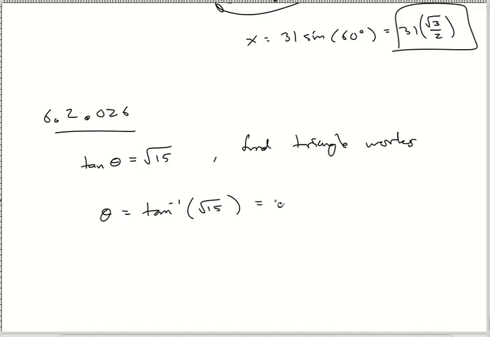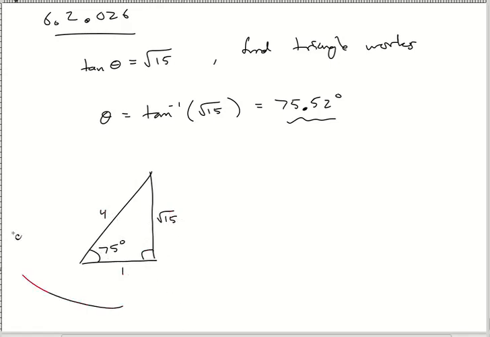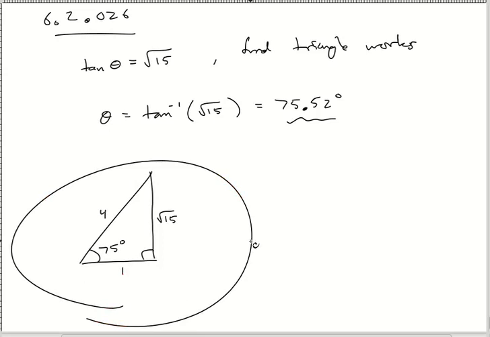And mine's in degree mode, which kind of helps. 75.52 degrees. Now, this is not something you're wanting, but it's going to help me in my selection. The answer looks basically like this. I think mine's actually just 75 degrees. But this is the one we're looking for: a 4, a square root 15, and a 1. So that's the answer they're looking for.